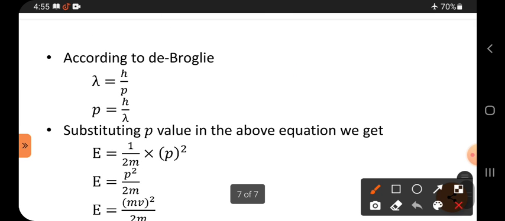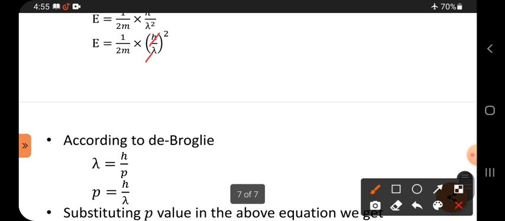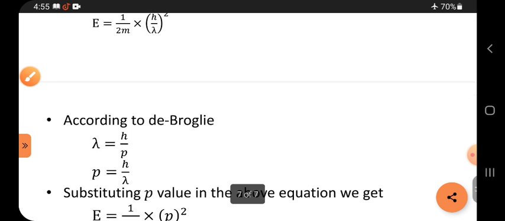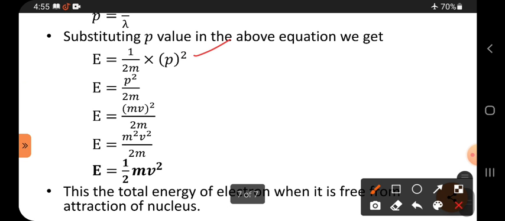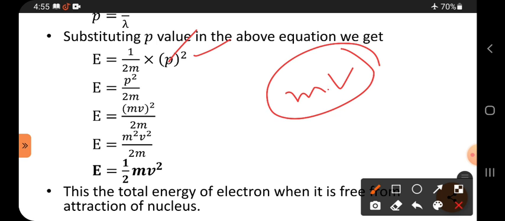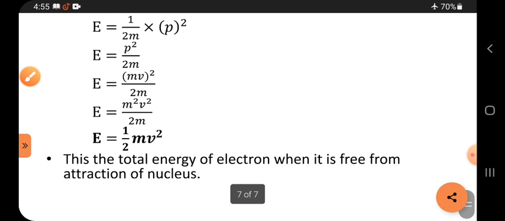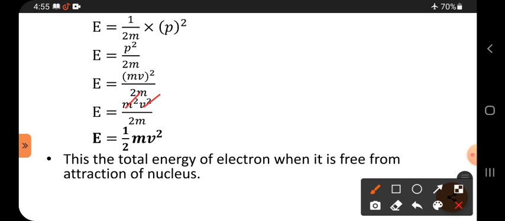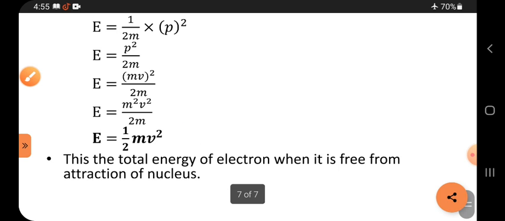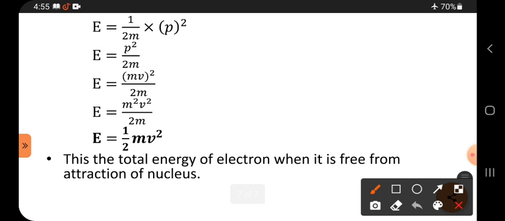According to de Broglie, lambda is equal to h by p, so p is equal to h by lambda. Now see, h by lambda value is given, can we substitute it in the place of p? Yes, p is substituted. Now p can be written as mv, because p is momentum, the product of mass and velocity. So in the place of p, mv is substituted, and write separate squares, m square v square. For the square, one m gets cancelled, one m remains here. Now we can write that equation like this.